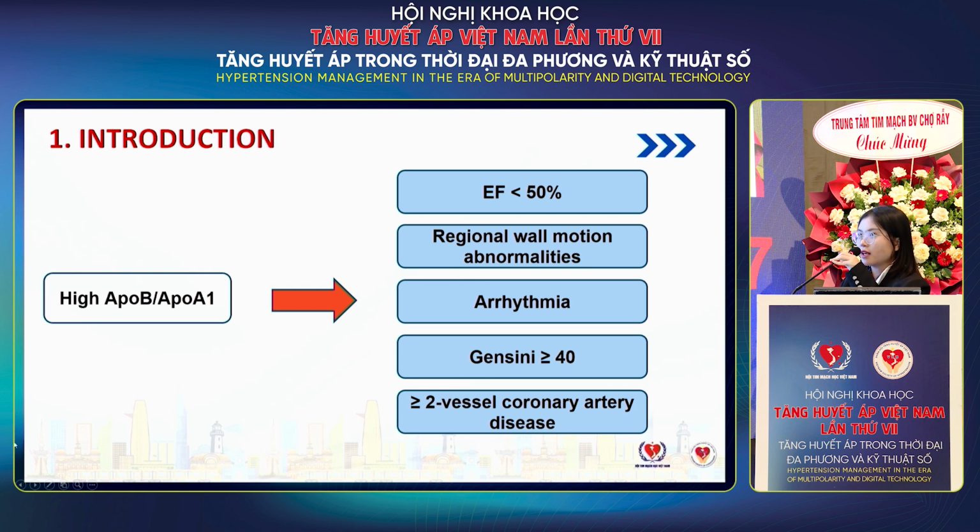So we have much evidence from international studies, but the evidence in Vietnam is limited. So that leads to an important question: in the Vietnamese population, does this ratio reflect disease severity in the same way as in international studies?